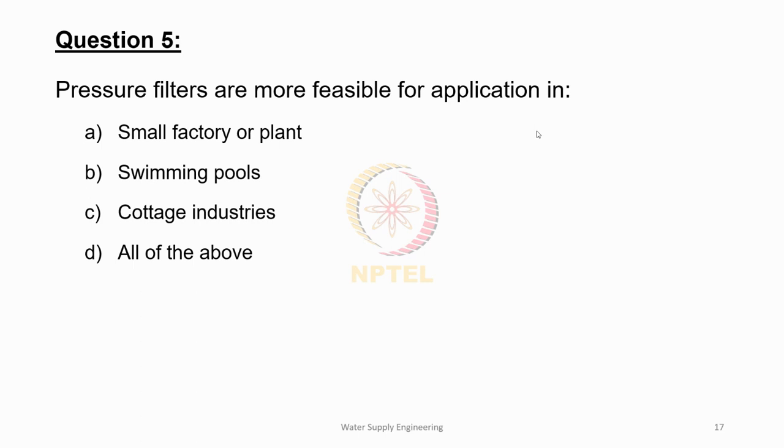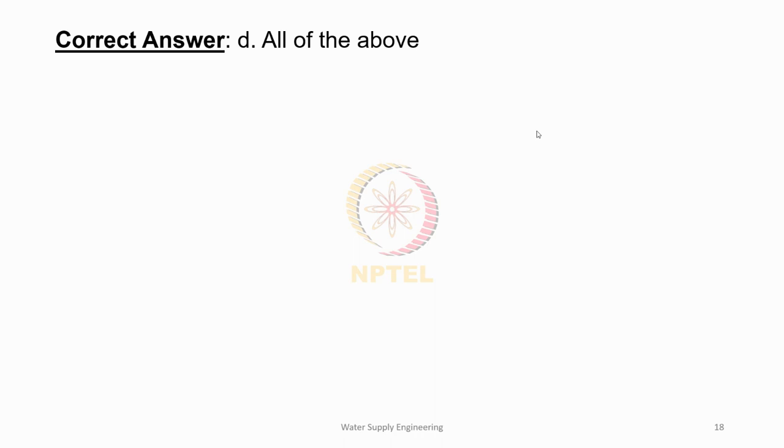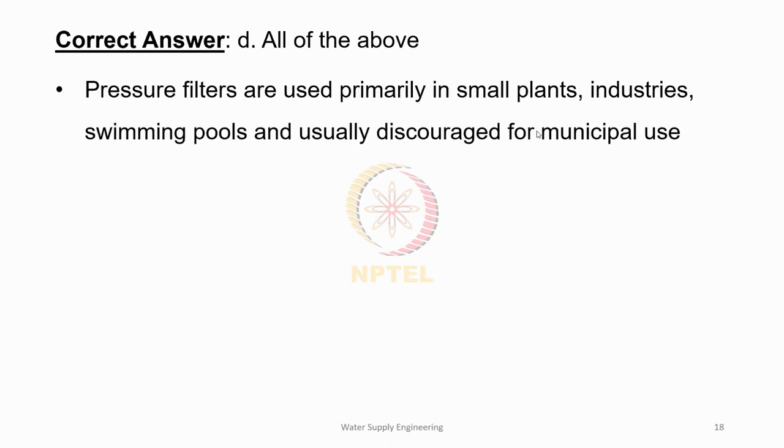So, where do we use pressure filters, or where is it feasible to use? I'm not seeing any answers in the chat box. All right, so we'll see what is the correct answer. Correct answer is option B, all of the above. So, pressure filters are generally used in the case of small plants, industries, swimming pools, but not for municipal use. That is not for municipal water supply purposes.